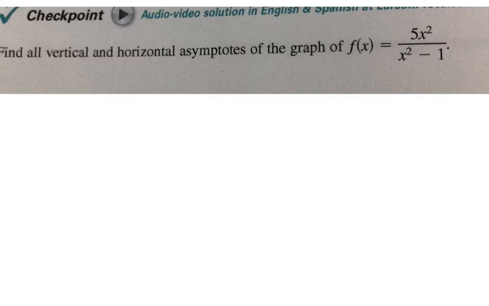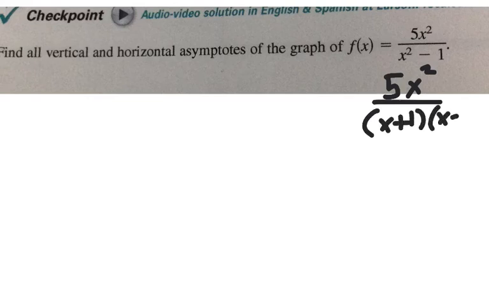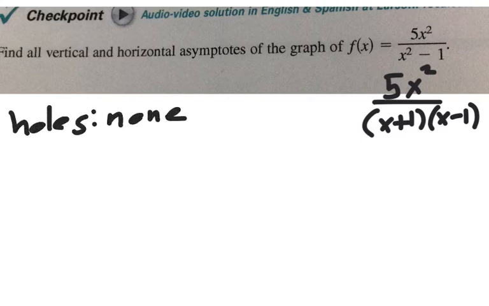Okay, so what was the factored form? We should have gotten 5x squared over x plus 1 times x minus 1 as my factored form, because I have a difference of squares. Okay, what were the holes in the graph? There were none. There are no common factors, so there are no holes.